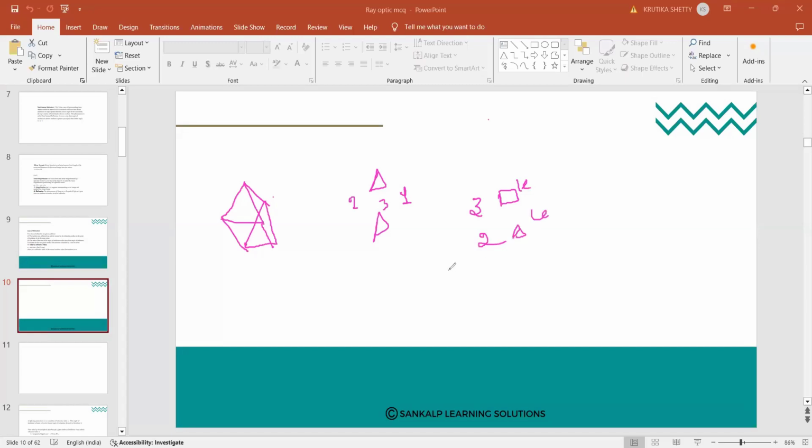Such optically bounded mediums are called what? Prism. So you can define a prism as a homogeneous optical medium bounded by three rectangular and two triangular faces. Okay.